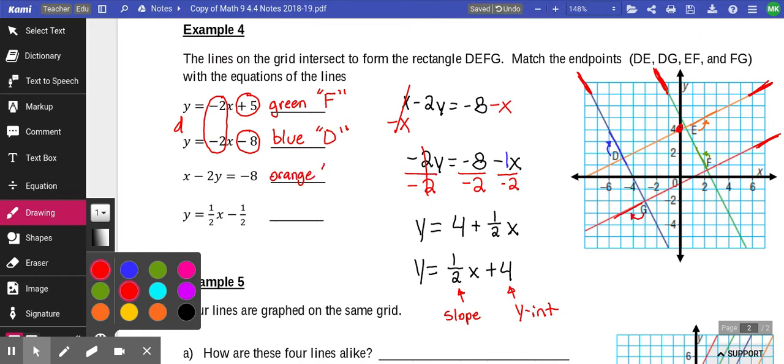I called the orange line line E. By process of elimination, I know that this one is the red one, which I called line G. If you weren't sure, I know it's that one because the y-intercept is -0.5. Looking at your graph, that's -0.5 for the y-intercept. You could have done that whole question without ever actually looking at the slopes, just by looking at y-intercepts and matching up y-intercepts.